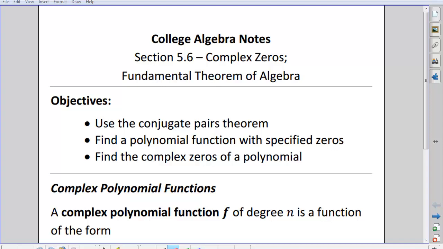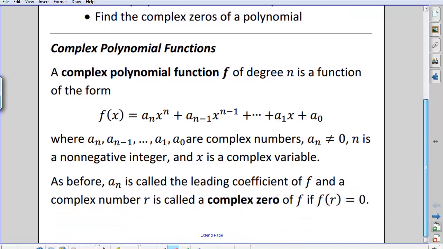Really the new stuff comes in at the end of the problem, once we've found all the real zeros using the rational zeros theorem and synthetic division and those tools we learned in 5.5. Then we look at finding the complex zeros that are left over. So let's talk about complex zeros, starting with the conjugate pairs theorem. So what is the conjugate pairs theorem?